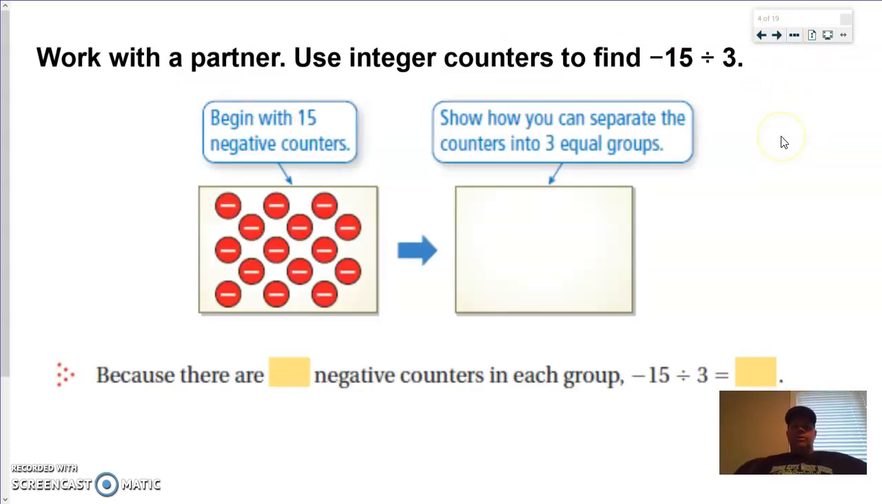So in our first example, we have integer counters to find negative 15 divided by 3. I put 15 negative counters here. How could I separate those into 3 groups? Well, I would put them in each of 3 groups, so that would give me 5. It's very similar to what we did yesterday. If they are different signs, we will have a negative answer. So we've got 1, 2, 3, 4, 5. The answer is negative 5.